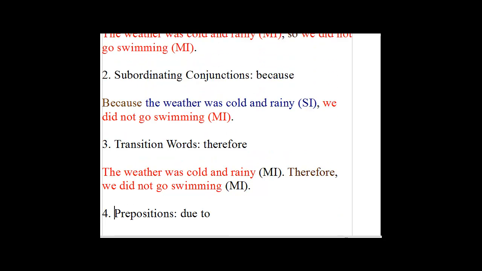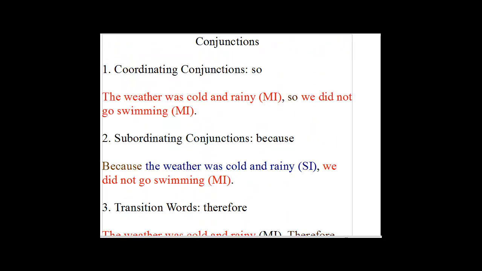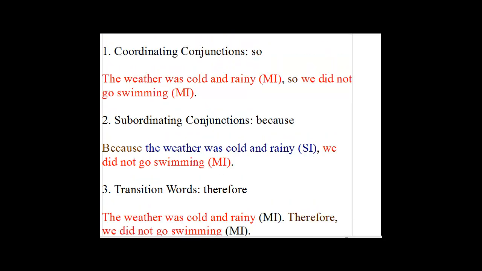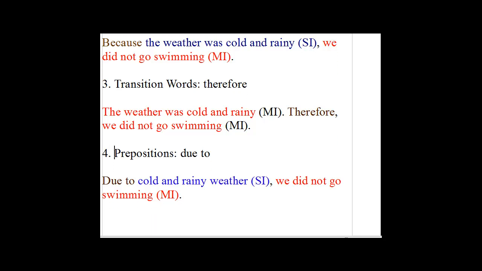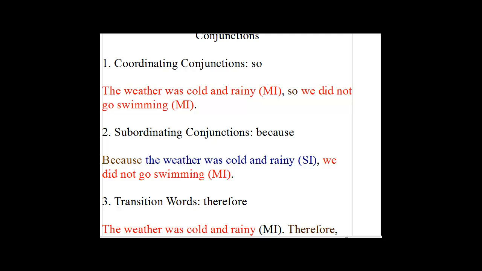Alright, so anyway, that's pretty much it. That explains how to use the 4 different kinds of conjunctions that we have in the English language. Technically, if you really want to talk conjunctions, 1 and 2 are called conjunctions, and the rest of them have more specific words like transition words or prepositions, right? But anyway, that's how you use it.